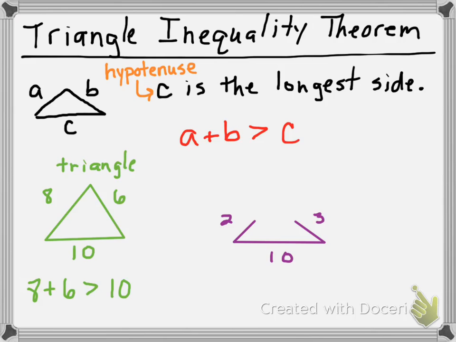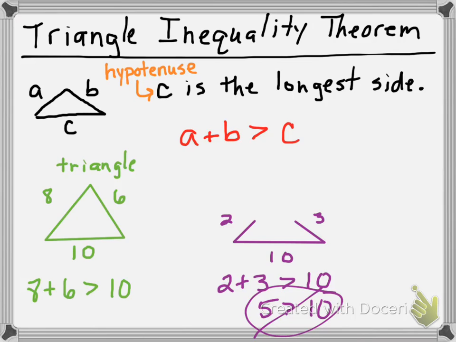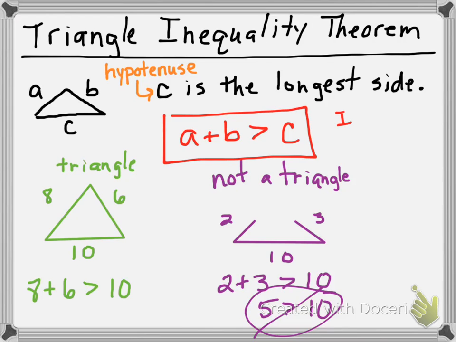If I use the theorem, I see that 2 plus 3 is not greater than 10, because 5 is not greater than 10. So if you've got 3 lengths, 10, 3, and 2, then it is impossible to make a triangle. That is not a triangle. No matter what you do with those 3 sides, you can't make a triangle out of it. So this is our theorem.